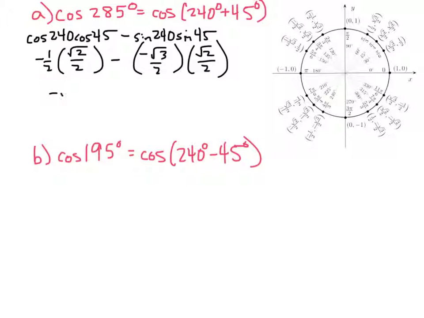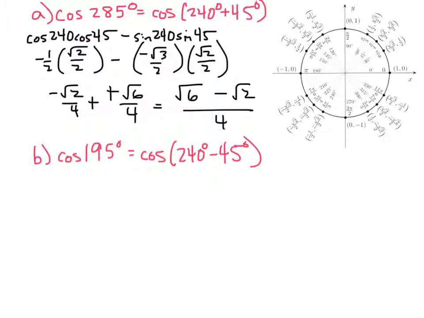Well, that's negative root 2 over 4. And then this would be minus this negative square root of 6 over 4. So this is the same thing as just plus, right? Plus positive. And look, we end up with the same thing that we've had in the last example: square root of 6 minus the square root of 2 all over 4.